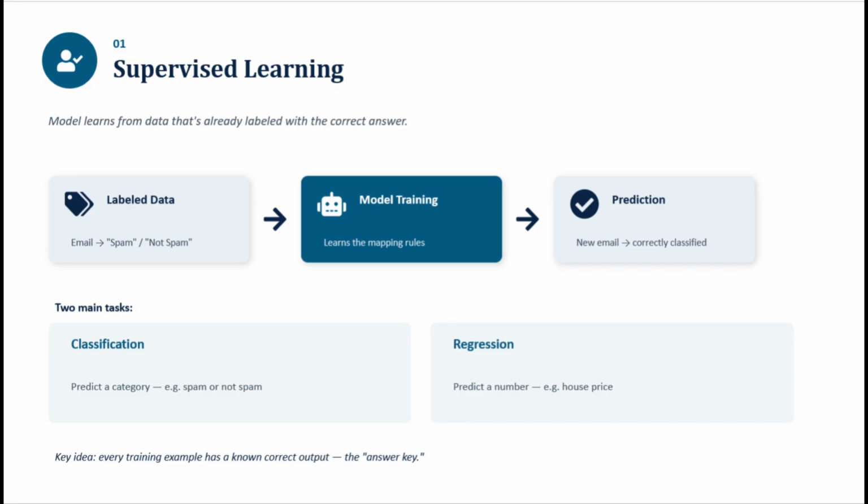Supervised learning mainly solves 2 types of problems: classification, where the output is a category, for example, spam or not spam, disease or healthy, cat or dog. The second is regression, where the output is a number. For example, predicting house prices, stock prices, temperature, or salary prediction. So the key idea is very simple. The machine learns using labeled data where the correct answers are already known.